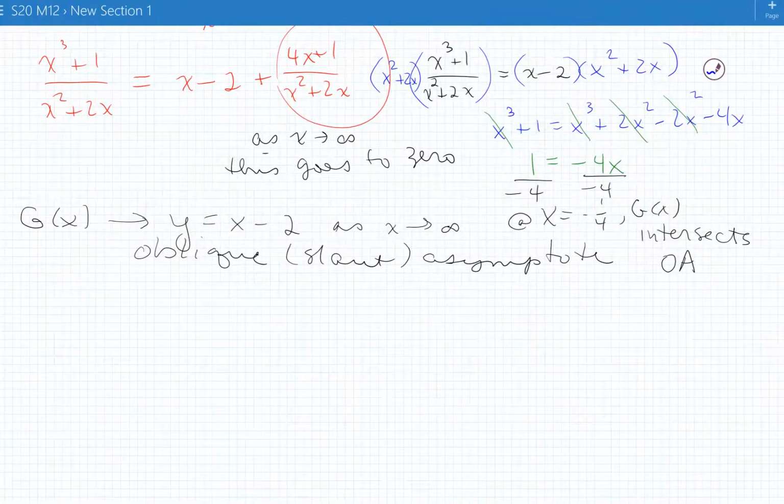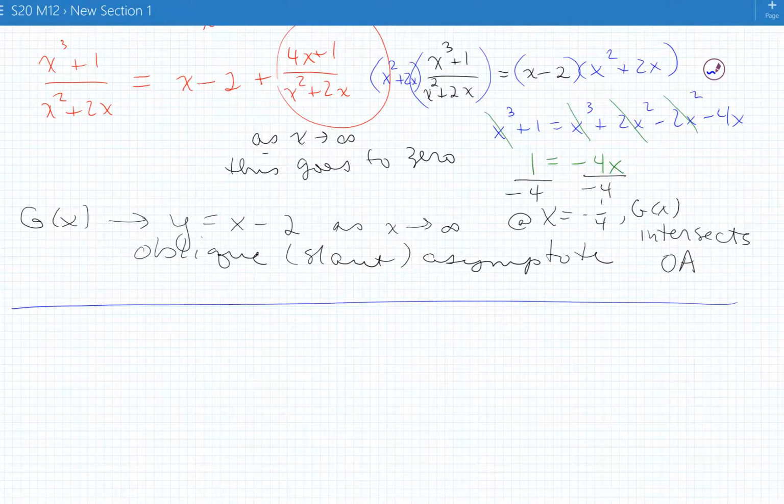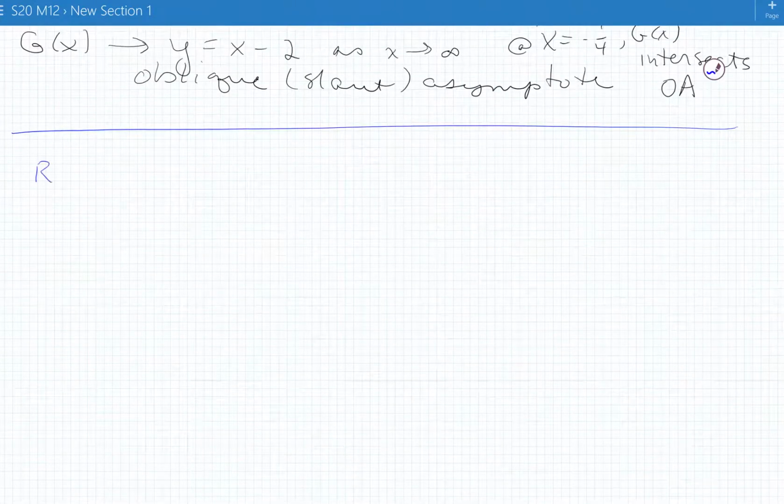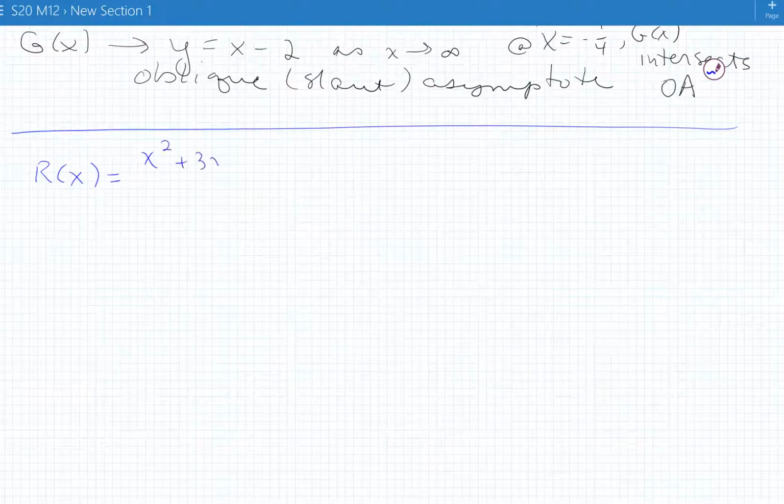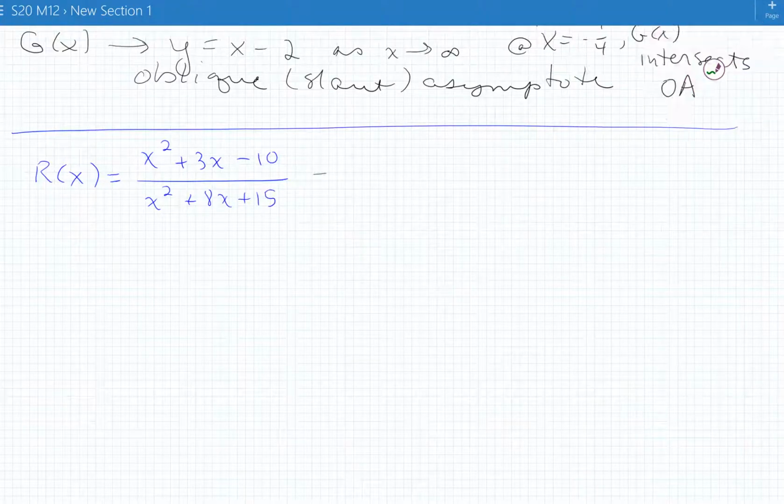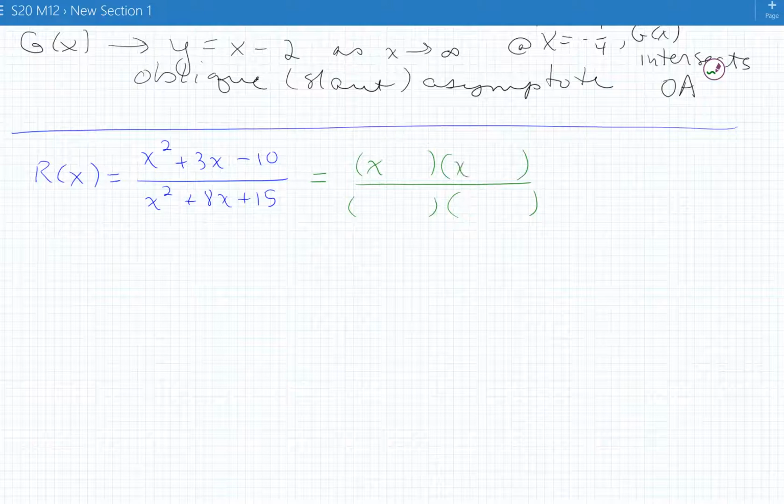So let's do one more example, graphing a rational function. This one is r of x equals x squared plus 3x minus 10 over x squared plus 8x plus 15. So always our first step is going to be to try to factor the numerator and the denominator. So let's see, we'll have x minus 2 times x plus 5 in the numerator, and then x plus 5 times x plus 3 in the denominator.